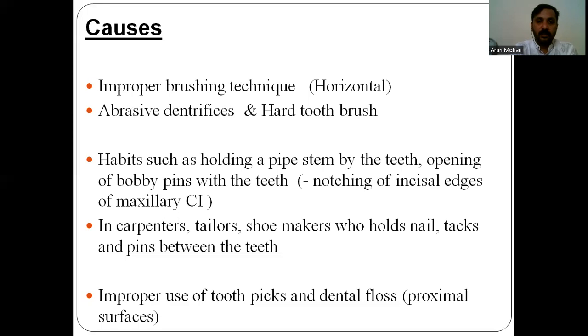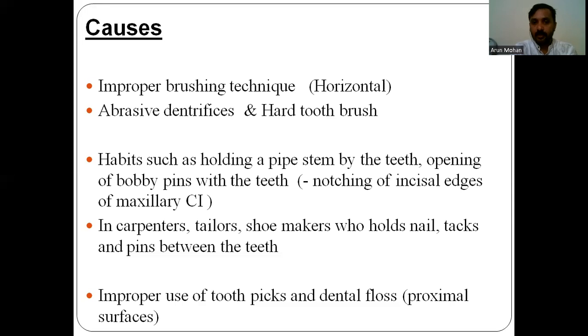Other habits such as holding a pipe stem with the teeth, opening bobby pins with the teeth, etc., can also cause abrasion of tooth surface. There will be notching of the incisal edges of the maxilla, especially in people holding pins or needles between their teeth, like tailors. They will have a notching of the incisal edge of maxillary central incisors.